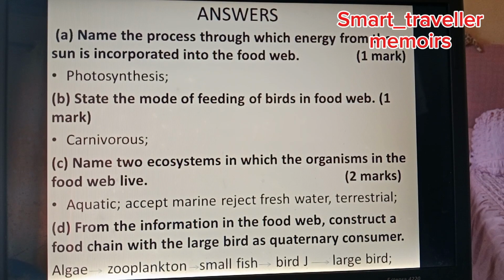The answers. Name the process through which energy from the sun is incorporated in the food web. The answer is photosynthesis. State the mode of feeding of the birds in the food web. The answer is carnivorous.